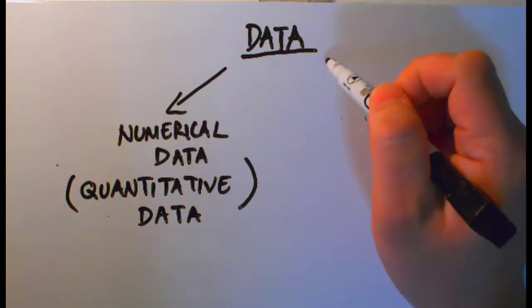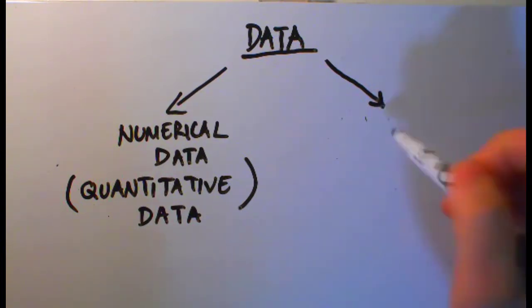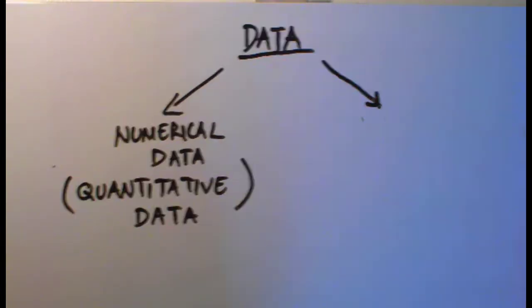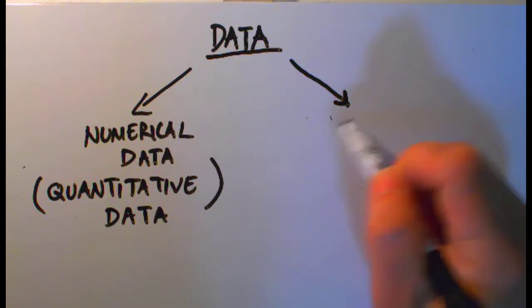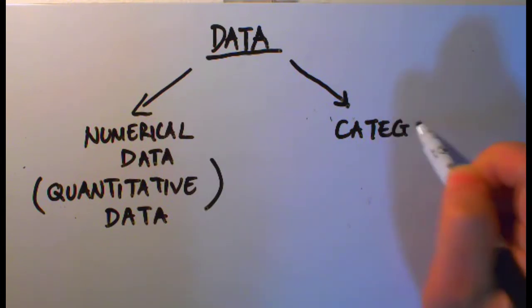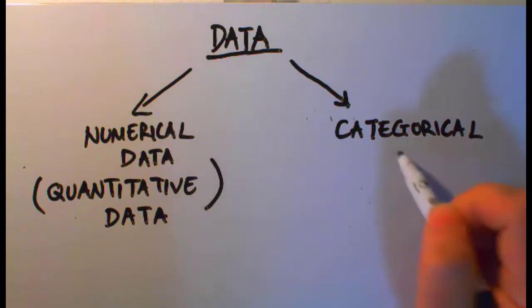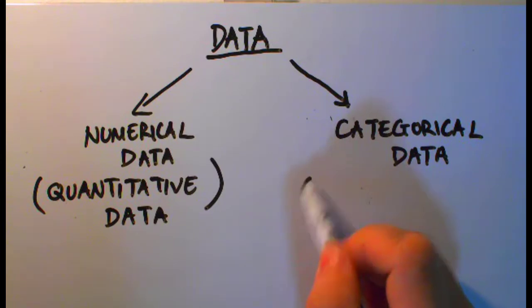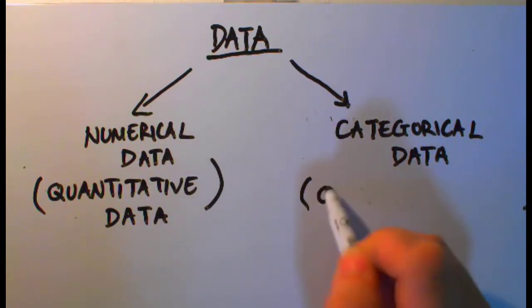The other type of data exists out there, but we probably do not realize its existence too often. The other type of data is categorical data. And many websites might refer to it by the name qualitative data.